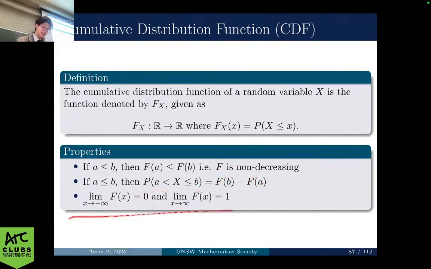As we approach negative infinity, the cumulative probability should be 0. And as we approach positive infinity, the cumulative probability should eventually be 1, because all of our probabilities should add up to 1 in the end. At the start, we have nothing.